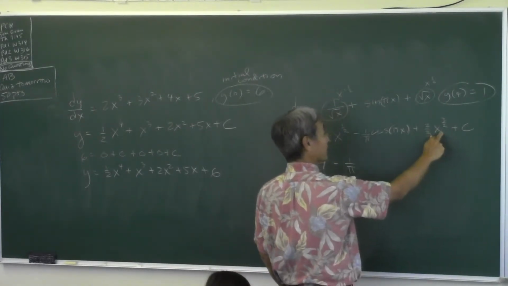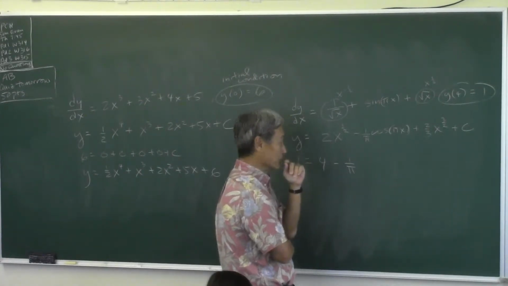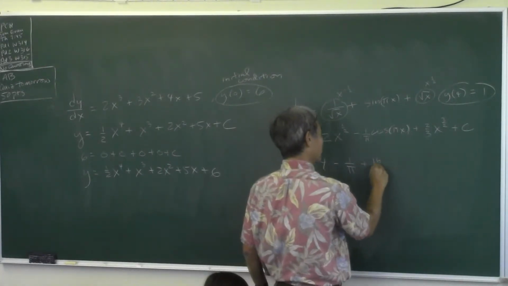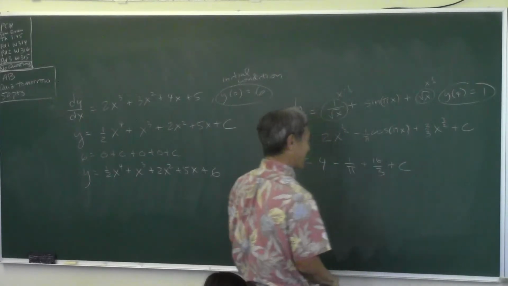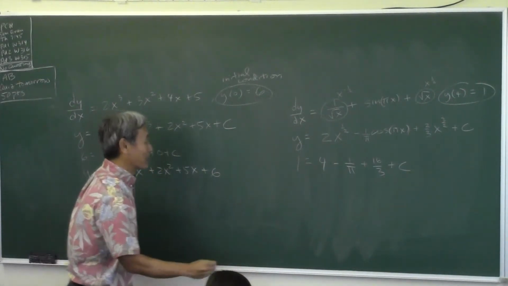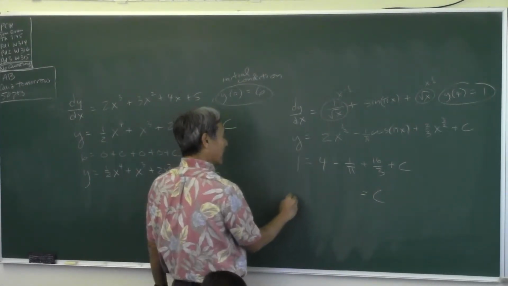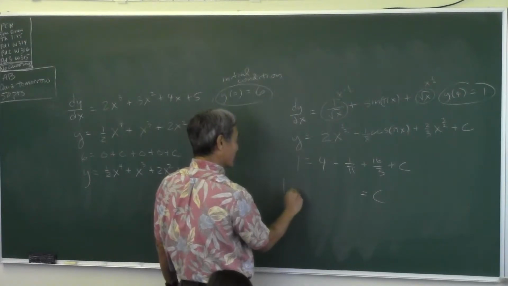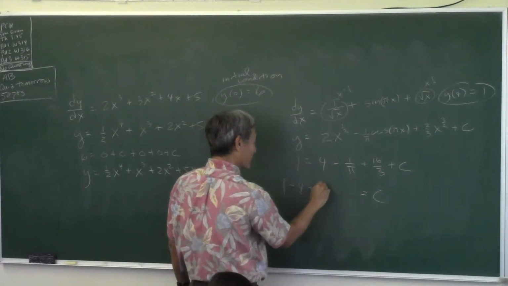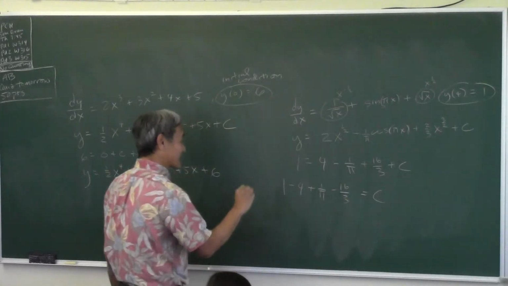Plug in 4 here. 4 to the 3 halves is 8 times 2/3, 16/3 plus c. Can I figure out the value of c? You bet your sweet bippy you can. So c is equal to, here I'll just do this for you since you guys are rusty, 1 minus 4 plus 1 over pi minus 16/3. You gotta simplify that.